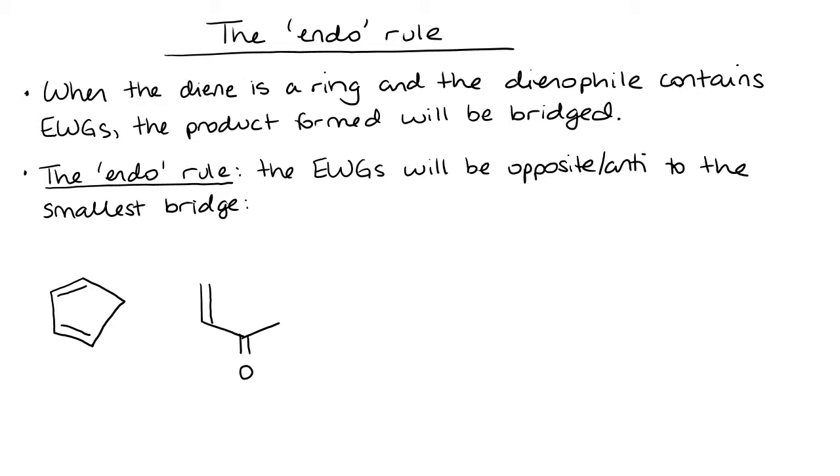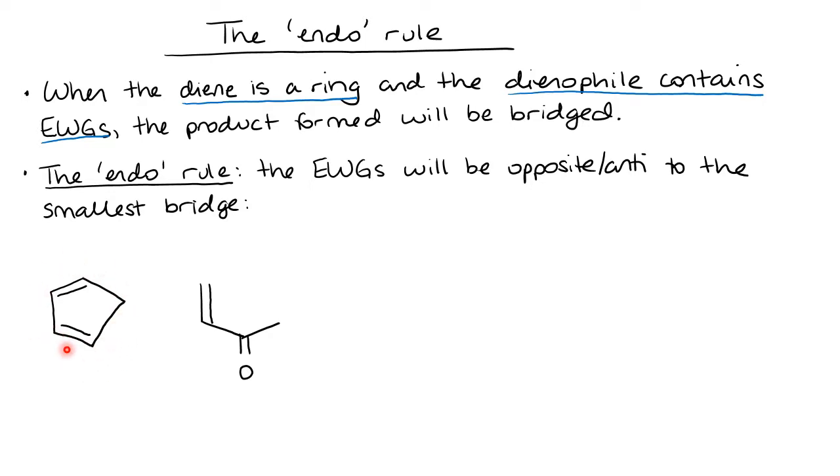The endo rule in the Diels Alder reaction must be considered when the diene is a ring and the dienophile contains electron withdrawing groups. And the reason that we have to consider the endo rule is because the product formed will be bridged. Now the endo rule says that the electron withdrawing groups will be opposite or anti to the smallest bridge. So to illustrate the endo rule, let's go ahead and draw the product of this Diels Alder reaction.